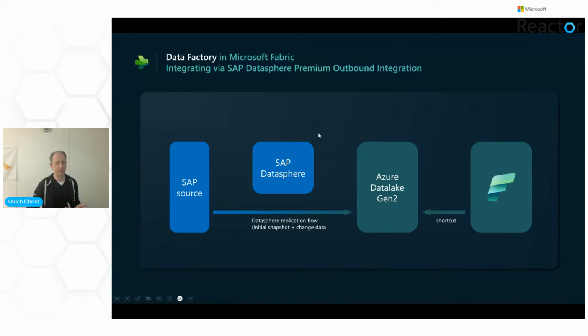Unfortunately, Datasphere does not support OneLake at the moment. So if you really want to integrate this with Fabric, you need to resort to ADLS Gen 2, create a storage container there, configure that storage container in your replication flow, land the data in it, and then just use a shortcut from the Fabric side.